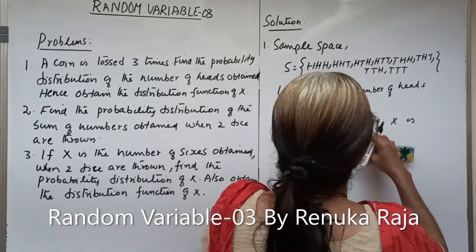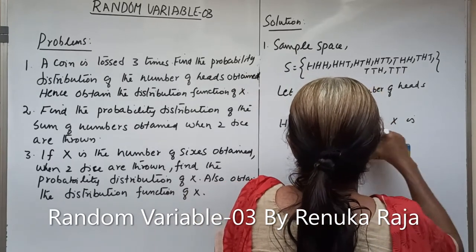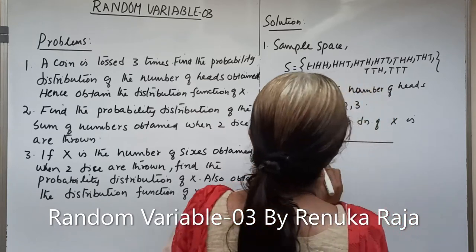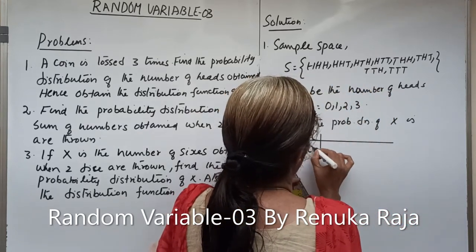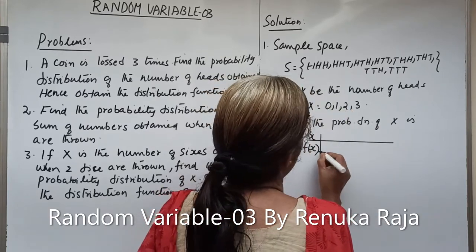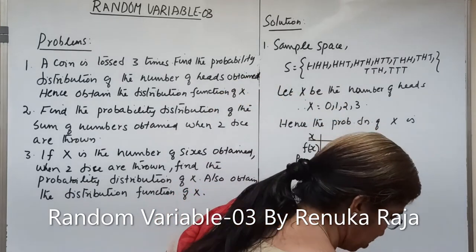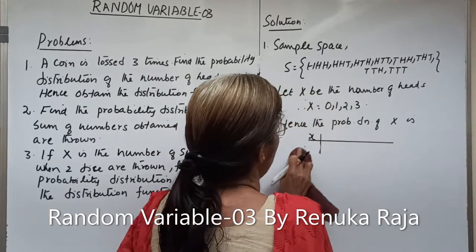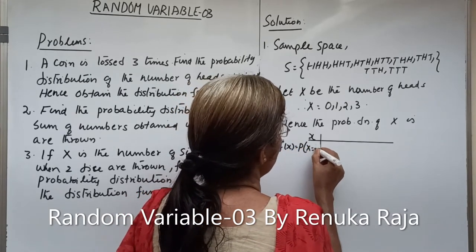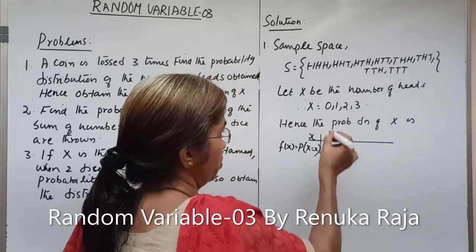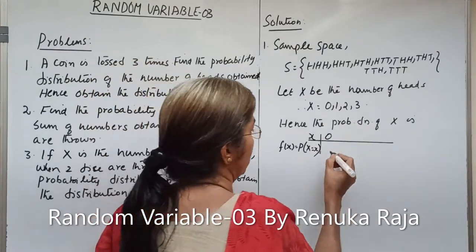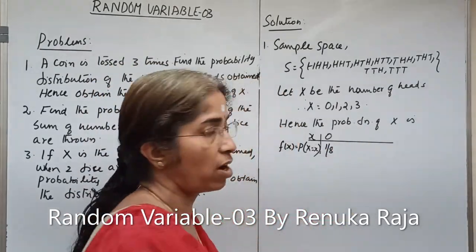So X takes the value 0, 1, 2, 3, and corresponding to each X, we write the probability f of x. This f of x is the probability X equal to x. So f of x equal to probability X equal to x gives the probability distribution. X equal to 0 means that TTT is the outcome, so its probability is 1 by 8.